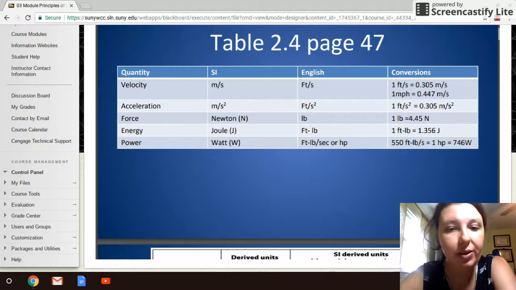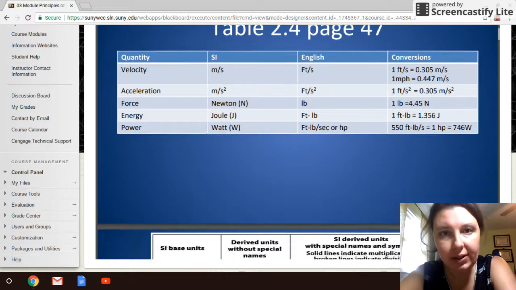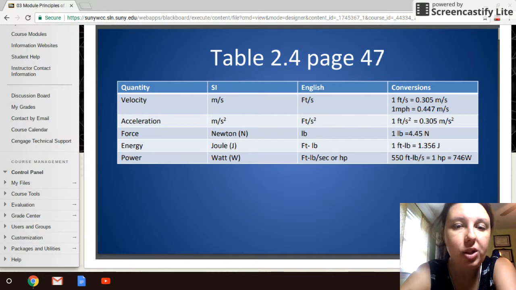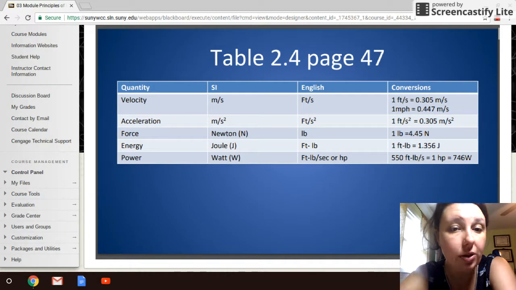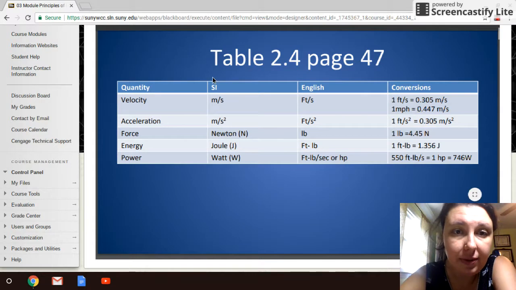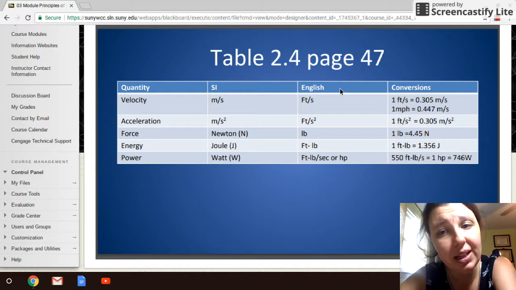So one of the first things you'll see is this little table here on page 47 that gives you a quick overview of how to do various equations: velocity, acceleration, force, energy, and power. SI in the little box above is System International. This is the English version, which in the United States we do use, things like foot-pounds, and it's pretty common.